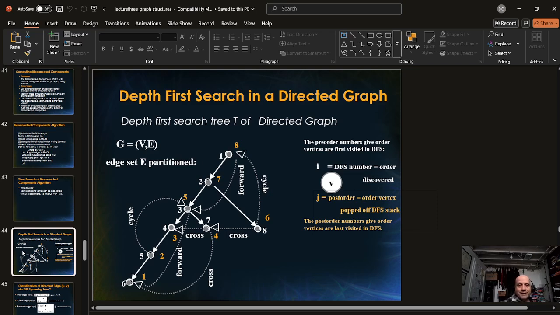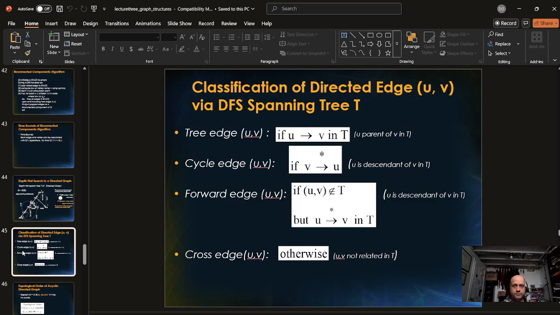Depth first search of a directed graph. So here I have a depth first search tree T of a directed graph G equal to (V, E) as usual, right? And I have the associated diagrams here. The pre-order numbers give the order in which vertices are first visited in the depth first search. The white indicates the first number, equal to the order discovered, and then the yellow is the post-order, the order in which the vertex is popped off the depth first stack. Here the post-order numbers give the order in which vertices are last visited in depth first search.